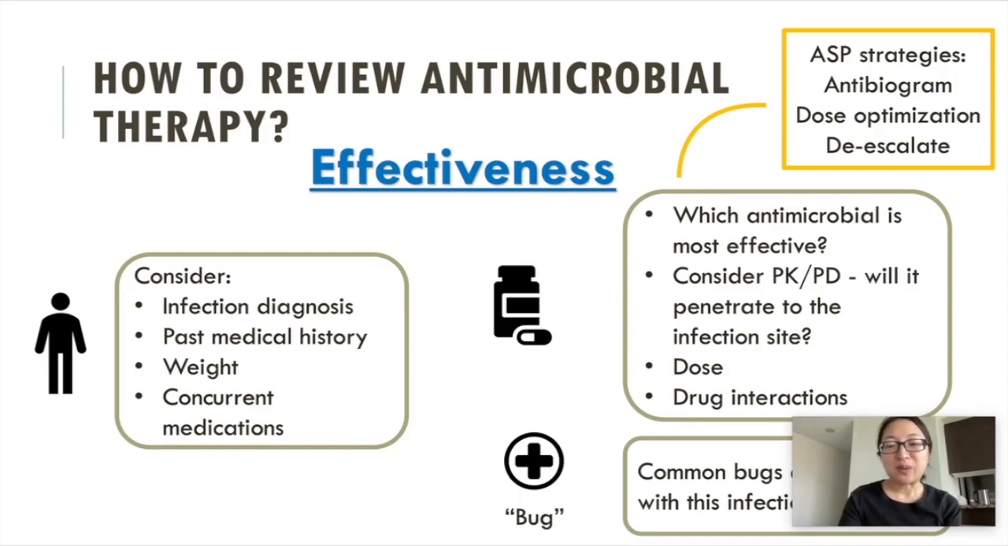We also want to optimize the dose for the infection as well as to the patient. What is the lowest effective dose adequate for the infection that will allow adequate penetration to the site of infection? Will the drug even penetrate to the site of infection at all? And will the dose be effective based on the patient's kidney and liver function or weight? And also consider whether there's any drug interaction that will affect efficacy.